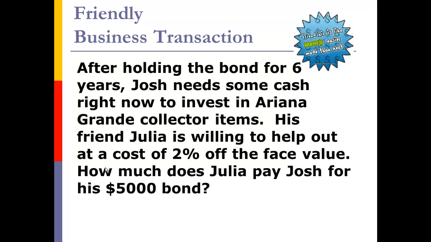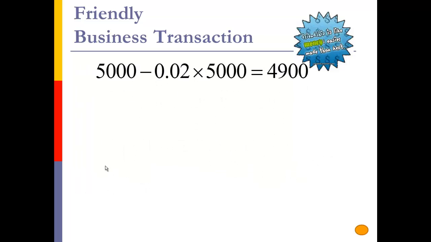And his friend Julia, well, she's willing to help him out, but she wants 2% off the face value. Face value, that's that $5,000, the value of the bond. And so basically, she's going to ask him, hey, it's great, I'll take it from you, but I'm not going to give you a full $5,000. She wants 2% off. So how much does she pay? Well, nice straightforward 2% off.